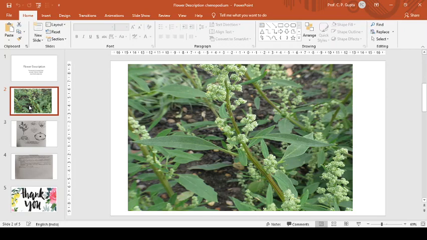This family has about 102 genera and over 1400 species. Chenopodiaceae is cosmopolitan in distribution, found chiefly in saline and xeric habitats. About 20 genera and 55 species represent the family in India.